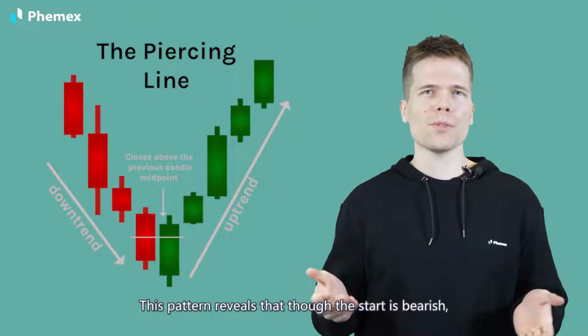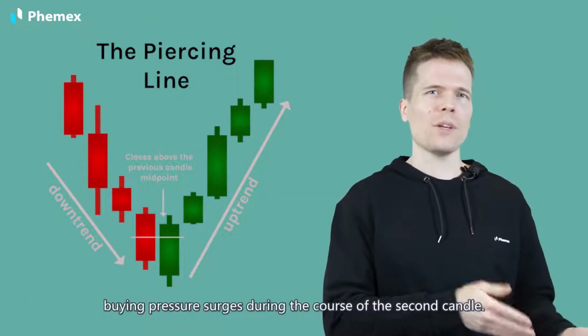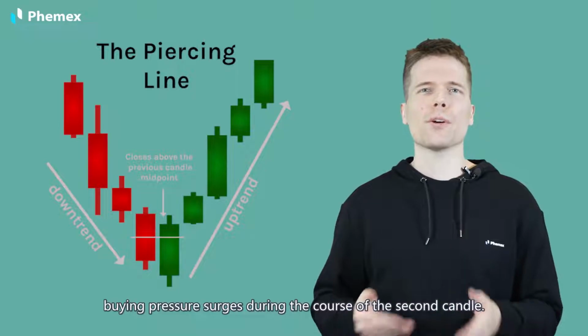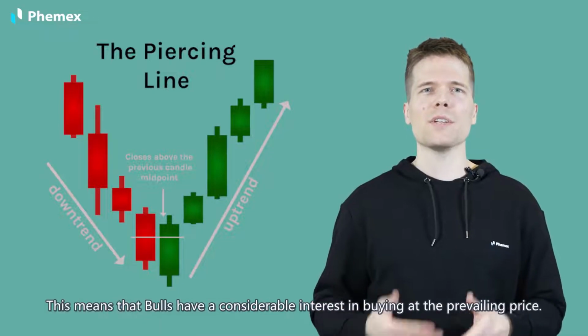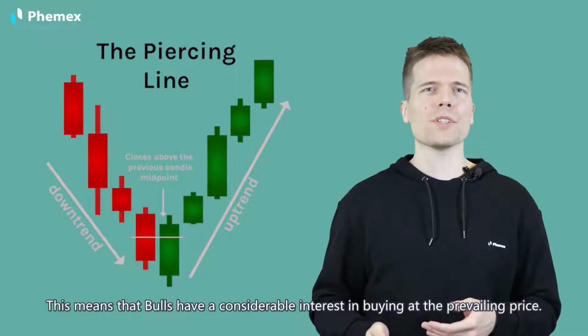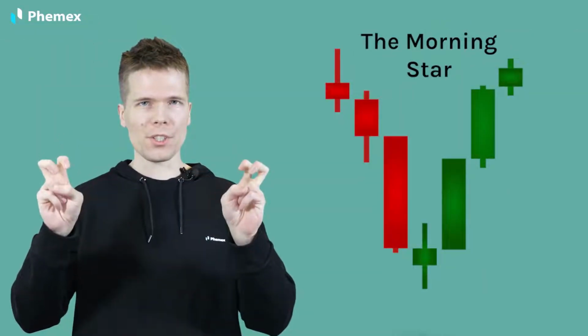This pattern reveals that though the start is bearish, buying pressure surges during the course of the second candle. This means that bulls have a considerable interest in buying at the prevailing price. Alright, let's look at the morning star.